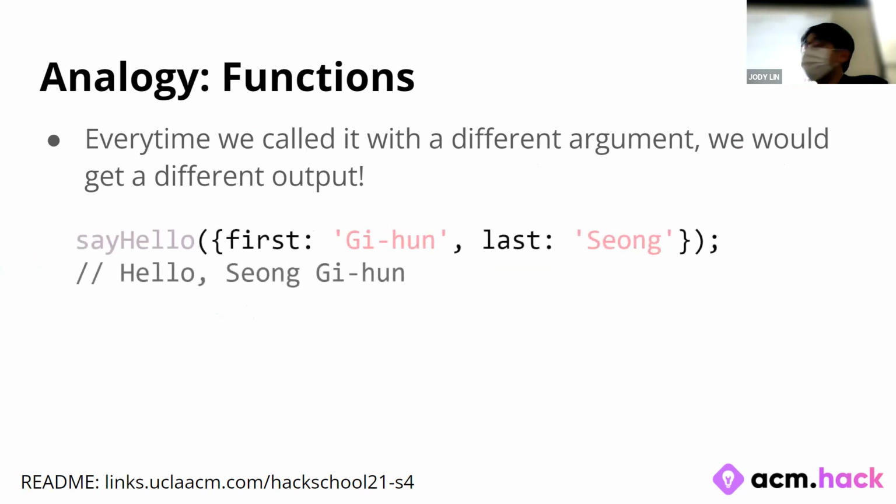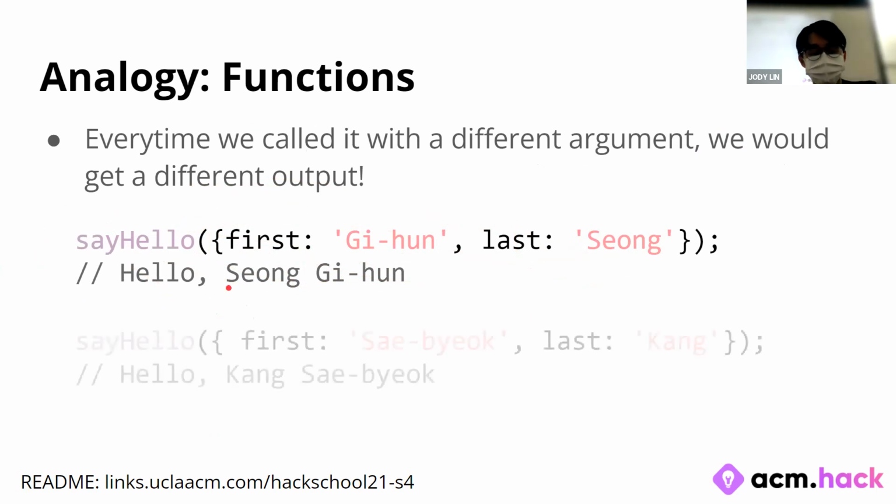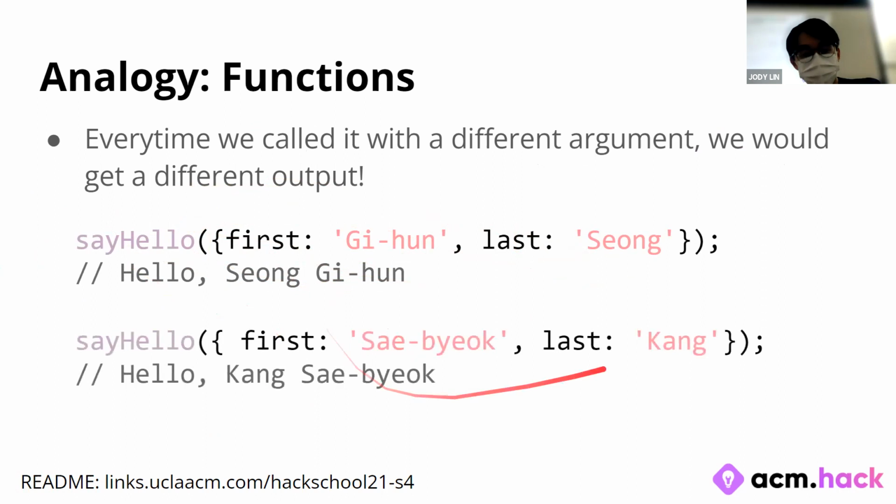For the first line, if we called sayHello with this object, first name and last name, our sayHello function would print hello Song Gi-hoon. And similarly, if we called sayHello with another object, first name Sebyok and last name Kang, then our function would print hello Kang Sebyok. Okay, so this is the sort of intuition that we want to bring.